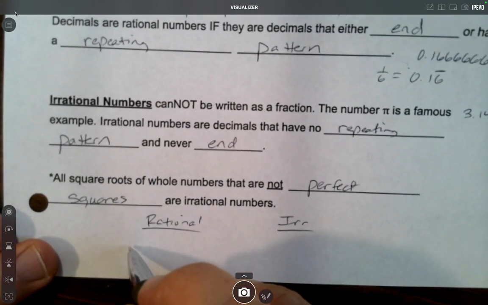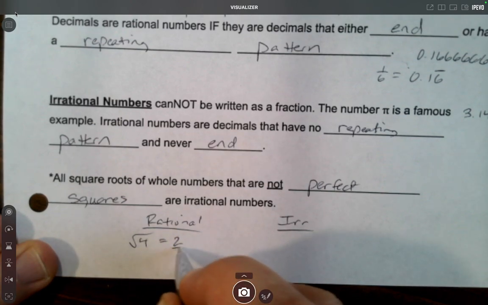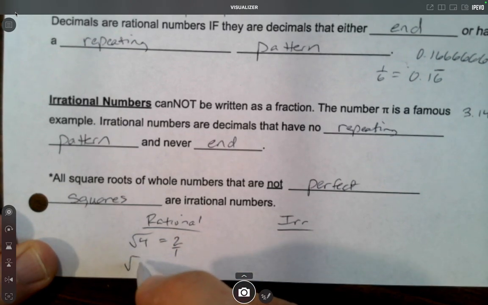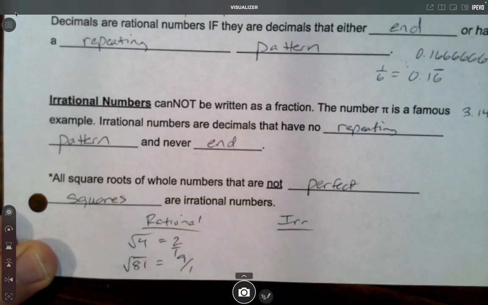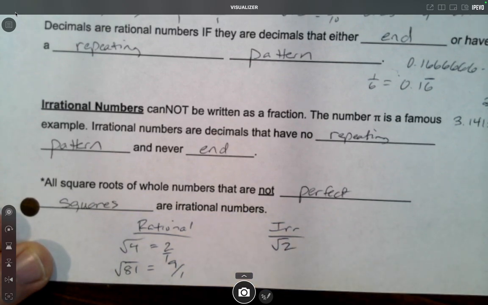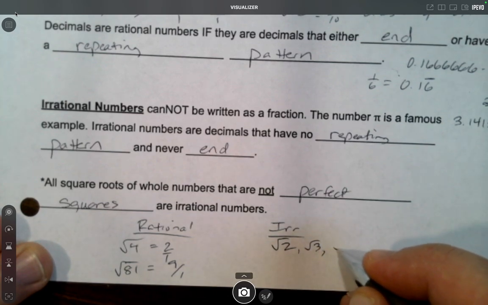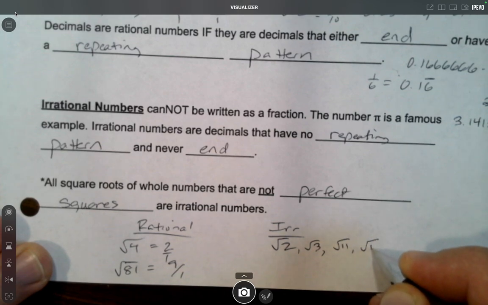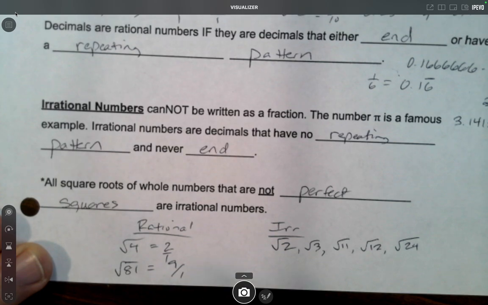So rational, square root of 4. That's rational because that's equal to 2, and we can make that a fraction. Square root of 81, that is a perfect square. It's equal to 9. We can make that a fraction. But the square root of 2, we can't take the square root of that and get a whole number. It's not a perfect square, so it's irrational. Same for square root of 3, square root of 11, square root of 12, square root of 24, and you could keep on going.